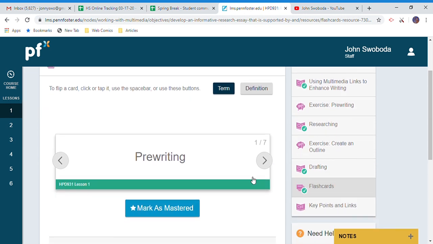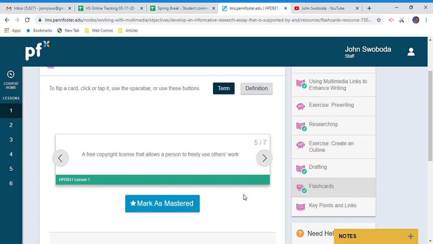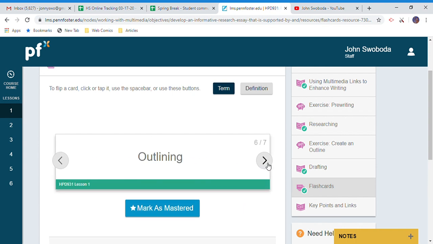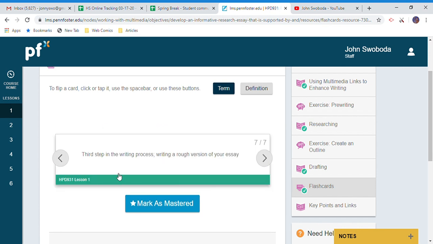Flashcards. Pre-writing comes before writing. Brainstorming is part of pre-writing. Claim, we know always what a claim is. Research, you know what research is. Creative Commons license, a free copyright license that allows a person to freely use another's work. Outlining and drafting. Drafting is writing. The step in the writing, third step in the writing process, writing a rough version of your essay.